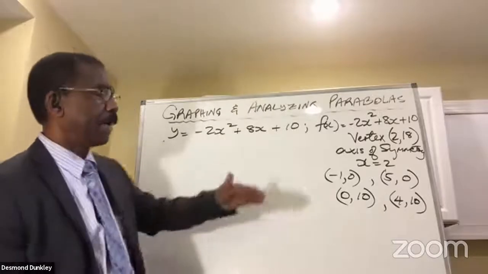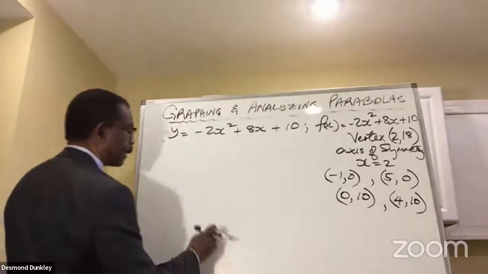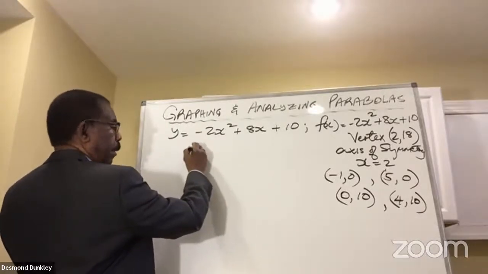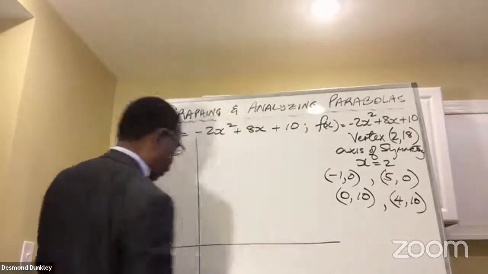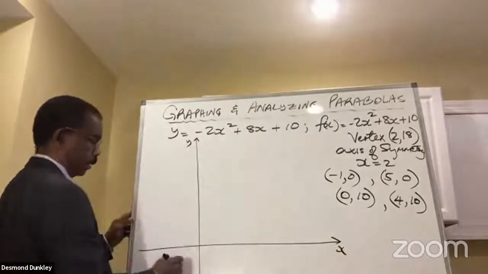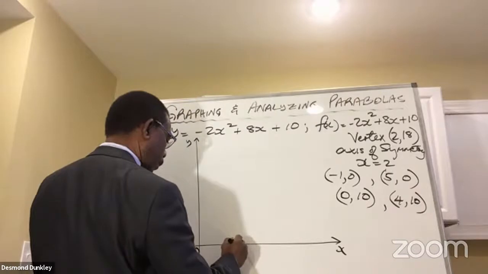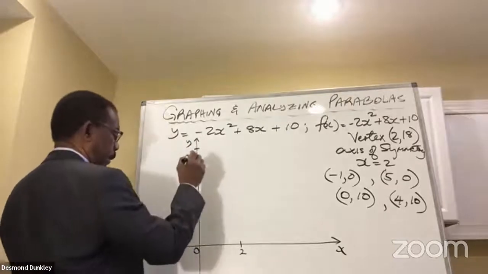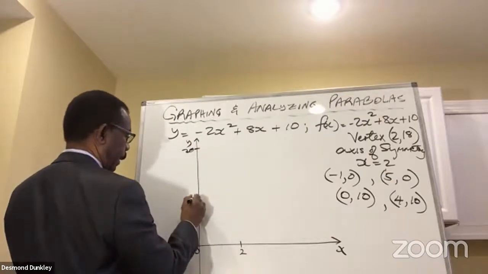So most of what we have here is above the x-axis, so we don't need a lot of space down here. We can go ahead and draw this. This is our x-axis, this is our y-axis, this is the point (0, 0). Let's call this 20, call this 10.